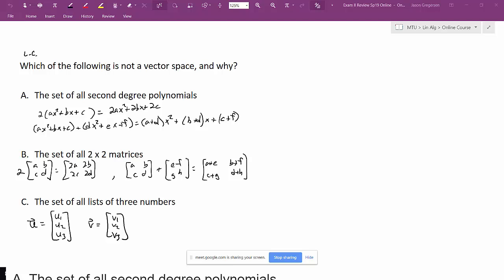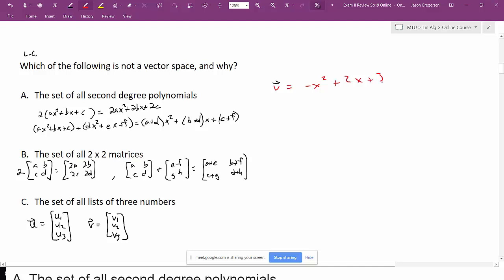All right, 10 students in Learning Catalytics, 9 responses so far, 44% correct. And the correct answer here is A. A is not a vector space. Well, why not? Let's consider a vector in the space. If I let v be some vector in the space, that's any second-degree polynomial, that's one element of this potential space, one vector if it were a vector space.